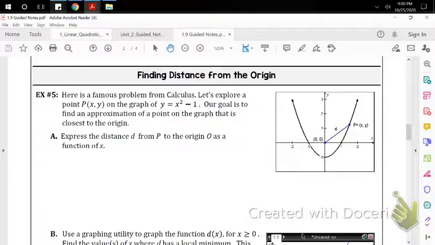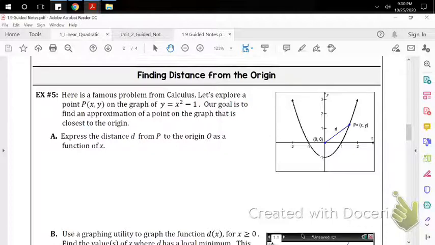Okay, finding the distance from the origin. We're on 1.9, and this is the second video of it. Example 5 says, here is a famous problem from calculus. Let's explore a point P(x, y) on the graph of y equals x squared minus 1. Our goal is to find an approximation of a point on the graph that is closest to the origin. A says, express the distance d from point P to the origin as a function of x.